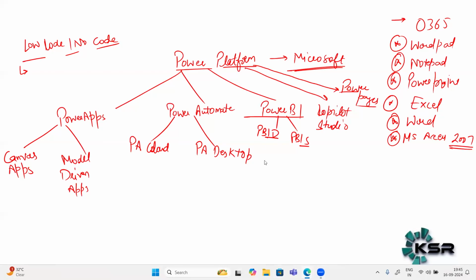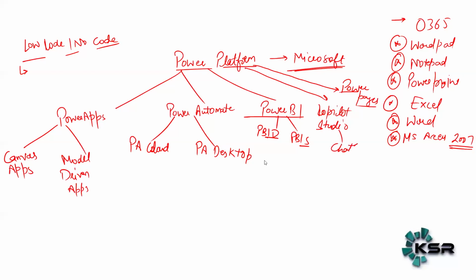Next is Copilot Studio. This is related to chatbots; we can create chatbots. Previously it was named Power Virtual Agent, that is PVA. You might have heard this term. And Power Pages is responsible for creating websites.